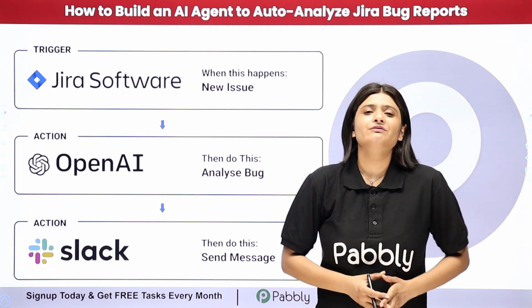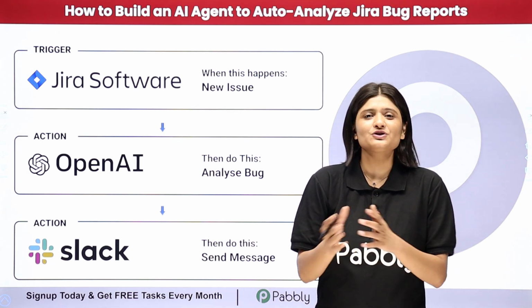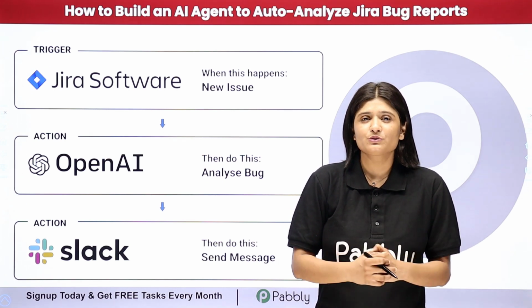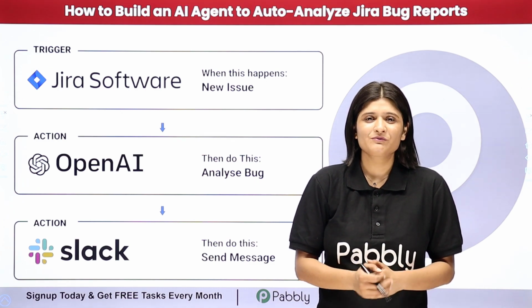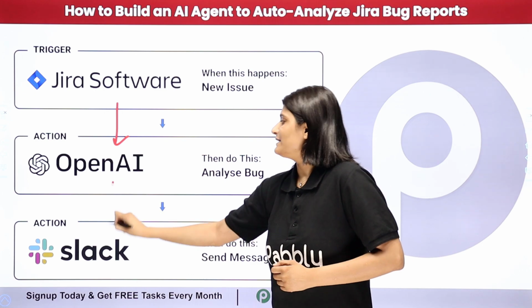Now doing this manually will consume a lot of time, so I'm completely going to automate this process, and to do this automation I'm going to use Pabbly Connect. Pabbly Connect is an amazing automation and integration software which requires no coding or programming skills. Here I just need to build a connection between Jira software, OpenAI and Slack.